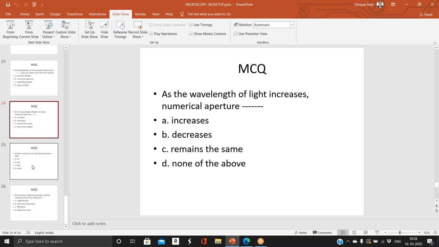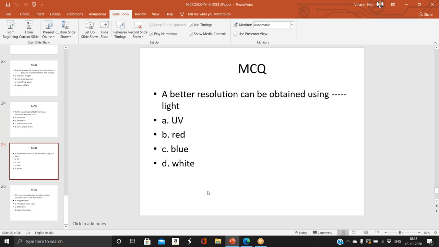Straight question. And the second last question for today. A better resolution can be obtained using dash light. A, UV light. B, red light. C, blue light. D, white light. I need the answers in the chat box. Yes, Shalini, very fast answer, blue light. Any more answers? Blue light, Maunia. Two more answers I need, from Prema Kumari, blue. One more answer from Lalti Yadav. Definitely he will go for blue, it seems, because all other three answers are blue.